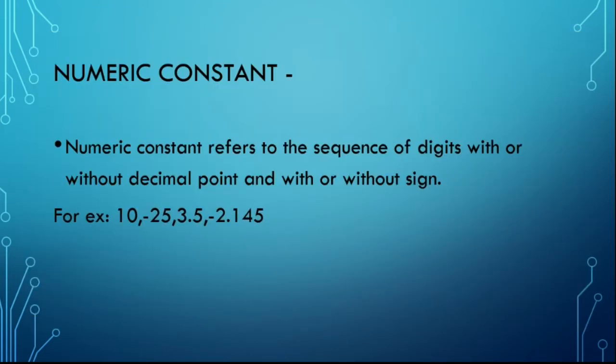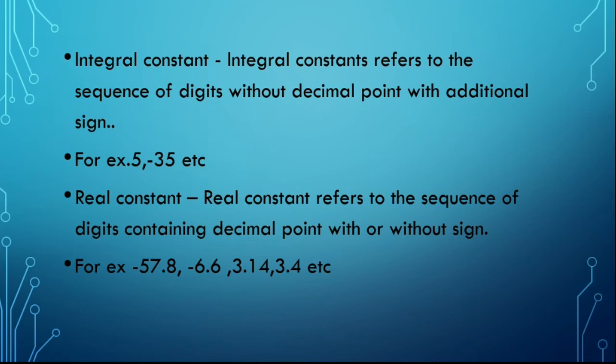Now, numeric constant. Numeric constant refers to a sequence of digits with or without a decimal point and with or without a sign. Examples: 10, 25, 3.5, etc. This numeric constant is divided again into two types, integral constant and real constant. Integral constant refers to a sequence of digits without a decimal point, with an optional sign. For example, 5, -35, etc.